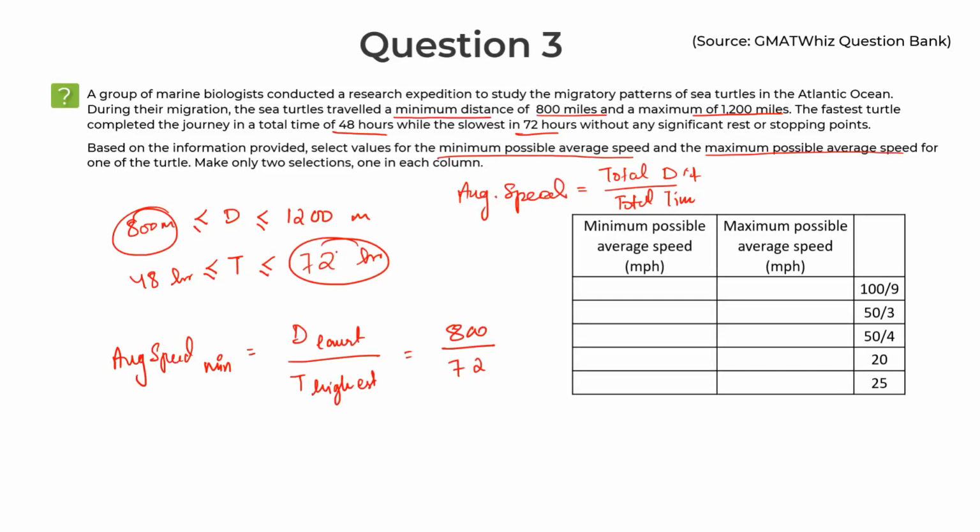Now this is for the turtle who has covered 800 miles in 72 hours. So that turtle has taken the maximum possible amount of time to cover the minimum possible amount of distance. That is why 800 divided by 72, and if you do this calculation, you will end up with 800 by 72, which is 100 upon 9. So for minimum, it is going to be 100 upon 9.